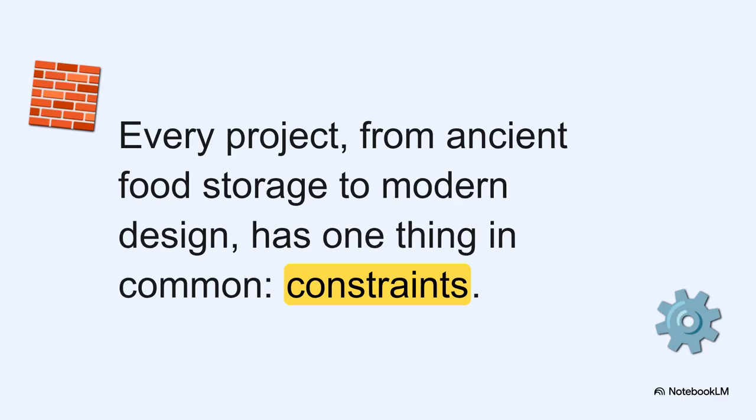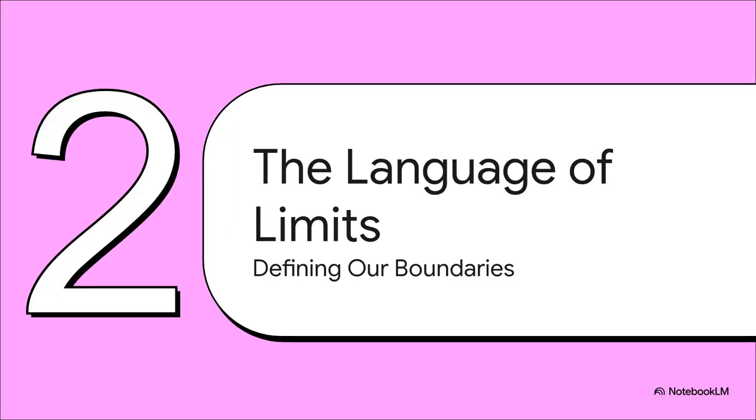You've always got them. Maybe it's a budget for a new kitchen, the physical space you have for a garden, or the amount of material you can use for a project. We always have to work within limits. So the big question is, how do we talk about these constraints with any kind of precision?